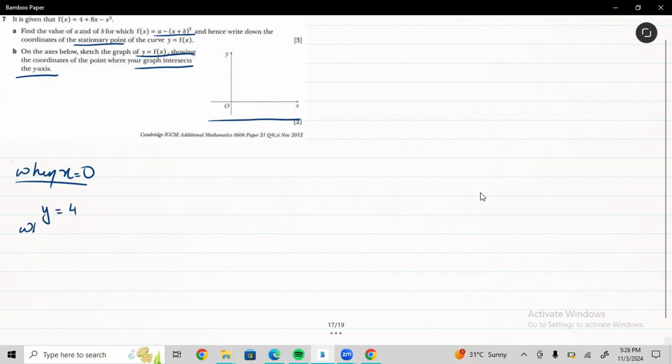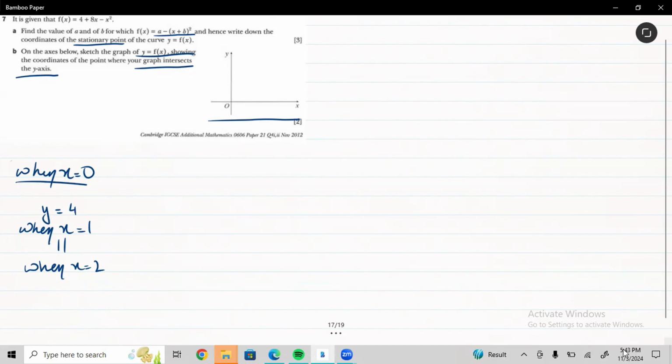And then when x equals 1, we would get 4 plus 8, which is 12, minus 1, which is going to be 11. When x is equal to 2, we would get 4 plus 16, which would be 20, minus 4, which is 16. So when x equals 2, 4 plus 8 times 2 is 16, equals 20, minus 2 to the 4, so it's going to be again 16.